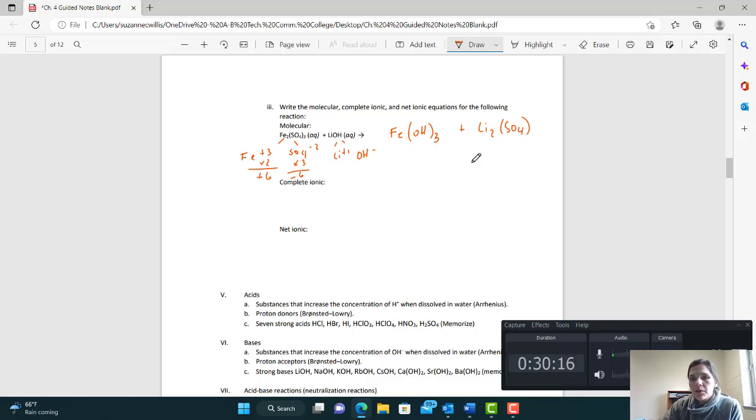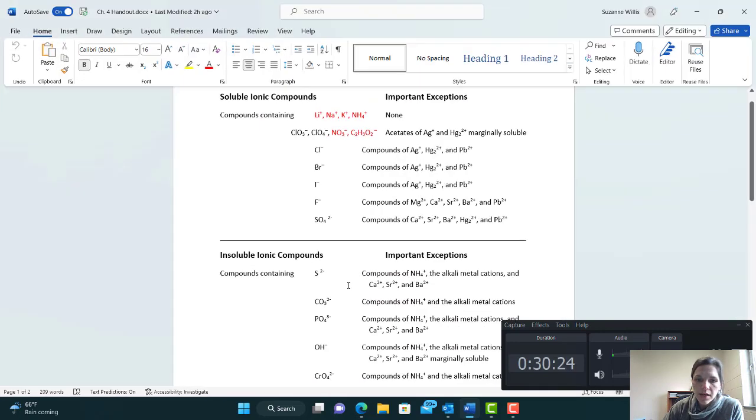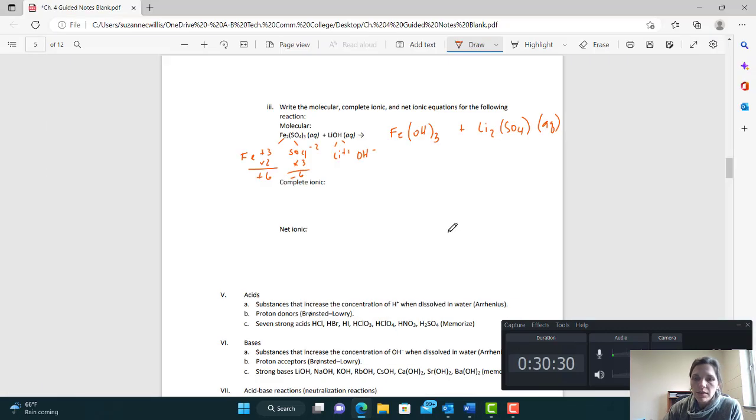Then go to solubility rules. Well, lithium makes everything soluble, so that's aqueous. Let's go check iron hydroxide. Iron 3 hydroxide. Okay, hydroxide's down here. He's normally insoluble. Iron is not an exception, so he is a solid.